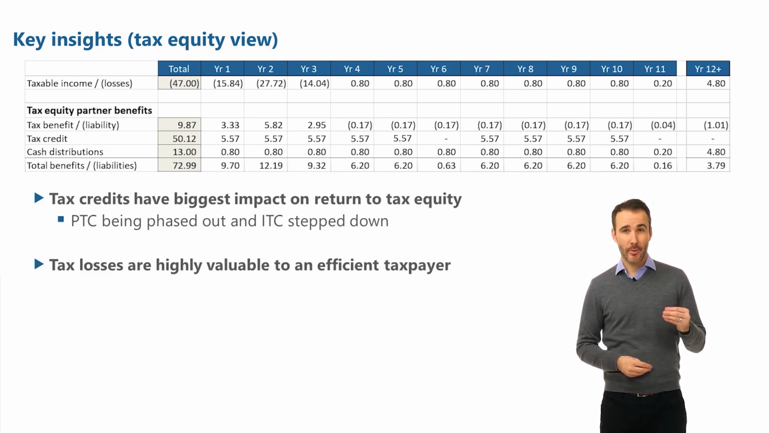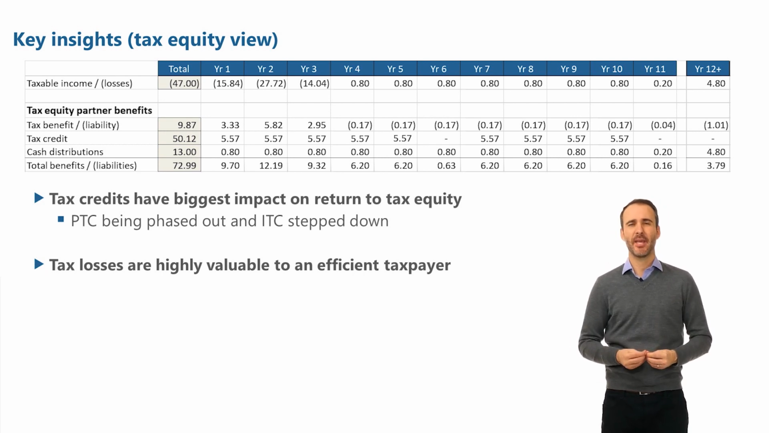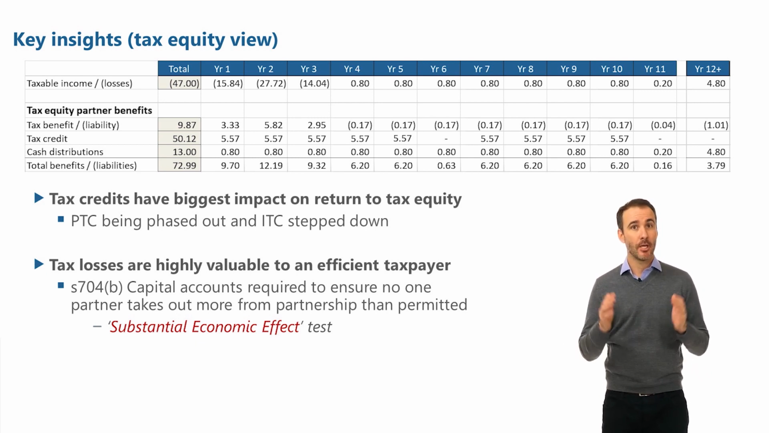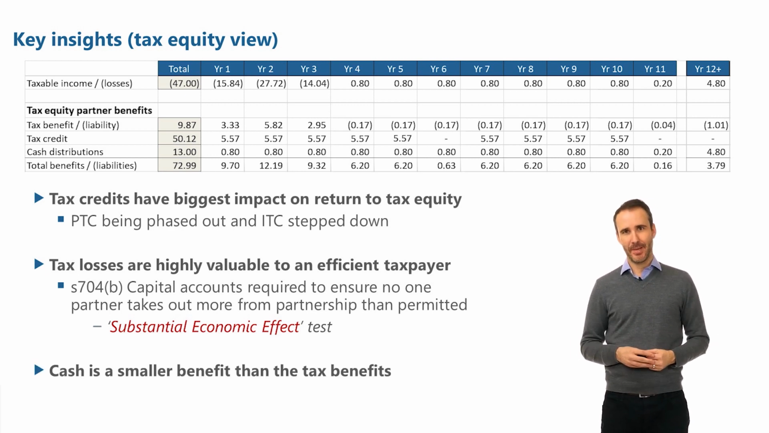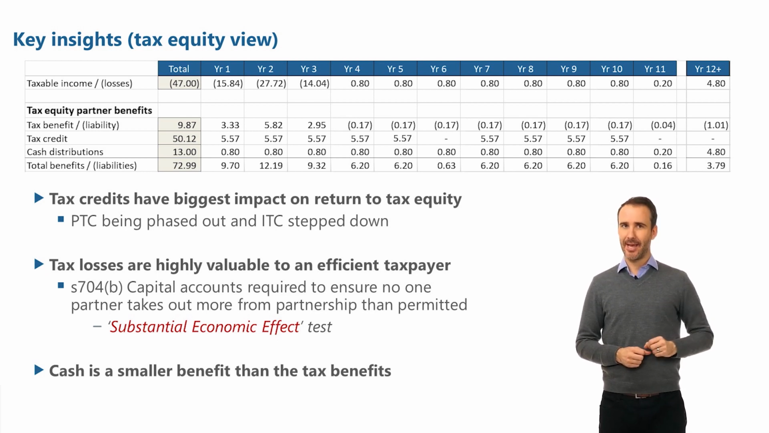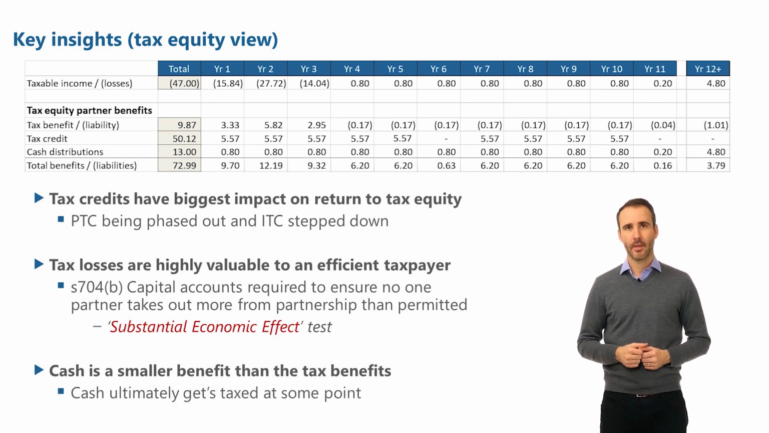And capital accounts are required in order to ensure one partner doesn't take out more from the partnership than permitted, and such that someone takes all of the income or the losses from the total partnership. Thirdly, cash also clearly has a benefit, but tax equity investors generally prefer tax credits to cash, as tax credits are not subject to tax, while cash ultimately is subject to tax at some point.